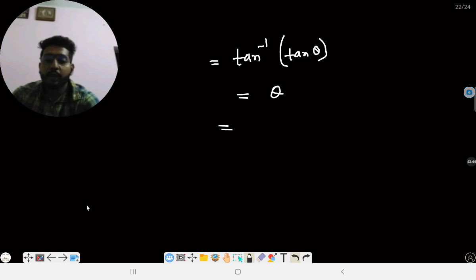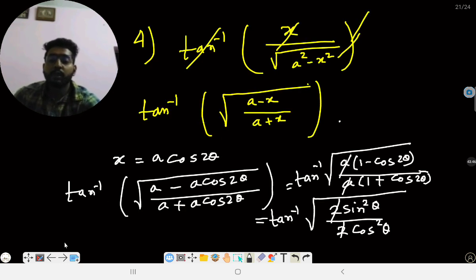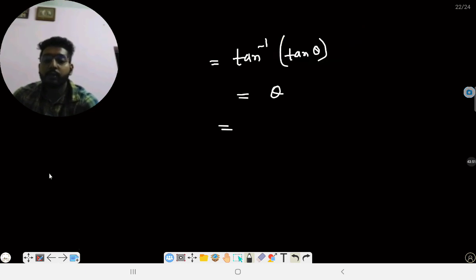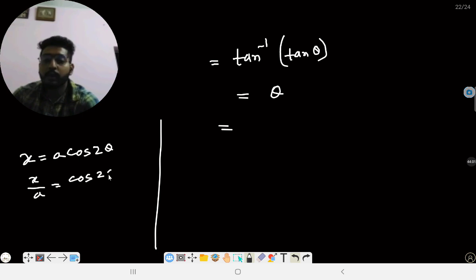And what is theta here? Now from here again we can find theta. We have taken x equals a cos 2 theta. Dividing by a, x by a is cos 2 theta. So that will be cos inverse x by a, and half will go there, so theta is half of cos inverse x by a.